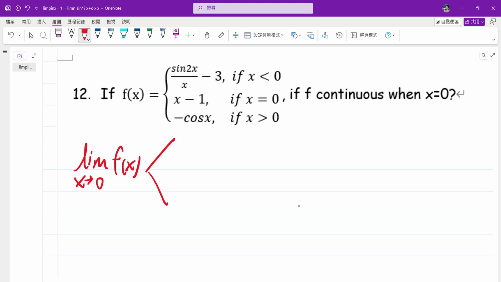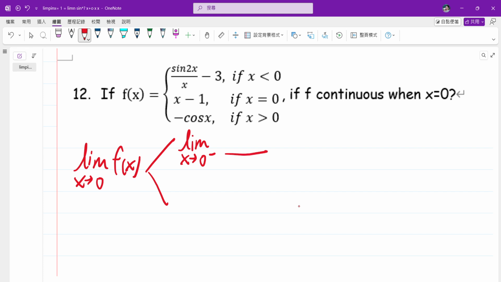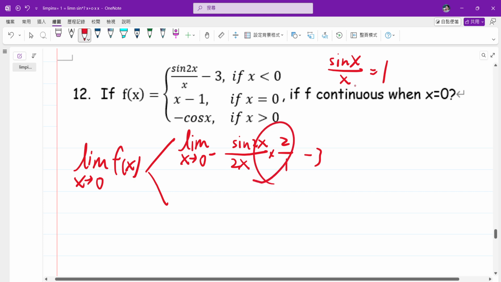So we divide into two different parts. The first part is the limit x approach 0 from the negative side. Then we have to use this one, okay? That becomes the limit of sine 2x over x, and then minus 3. This one we have to multiply by 2 over 2, and then move this 2 to here, alright? So this is like sine x over x when x approaches 0, that equals 1. You have to remember that, I mentioned it many times. So this is 1. 1 times 2 is 2. 2 minus 3 is negative 1.